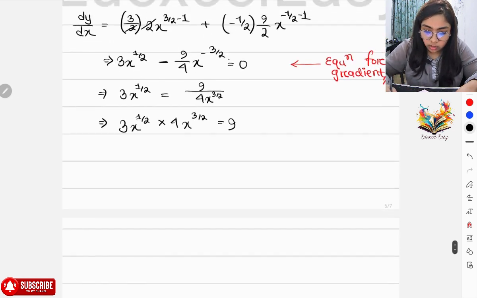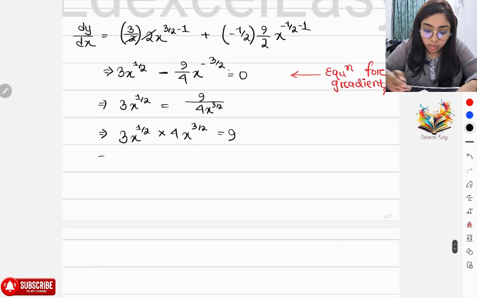Okay. Now again after this what happens? 3 and 4 can be multiplied together easily, which will be 12, and half plus 1. Whenever two bases are multiplied, their powers are added together, right? So it will be half plus 1.